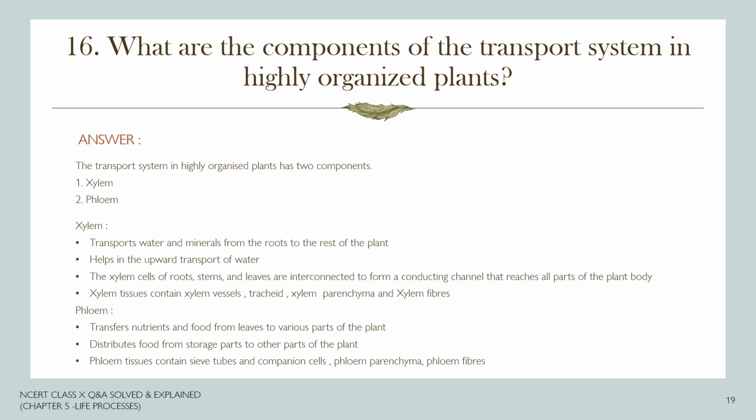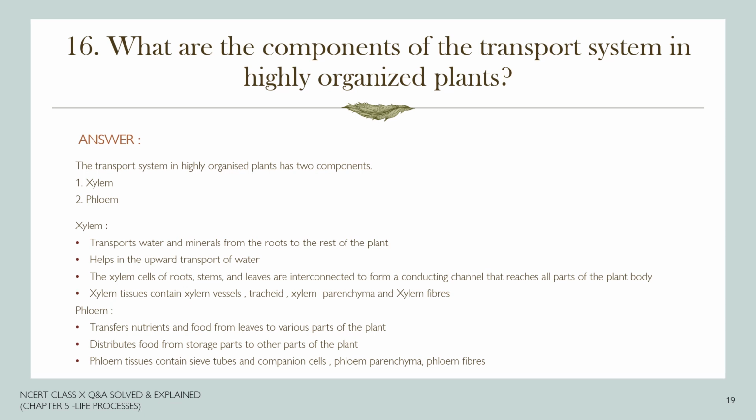What are the components of transport system in highly organized plants? Transport system in higher plants comprise of xylem and phloem. Both are complex tissues. Xylem contains xylem vessels, tracheids, xylem parenchyma, and xylem fibers. And its main function is to transport water and minerals from the roots to the rest of the plants. So the direction is upwards.